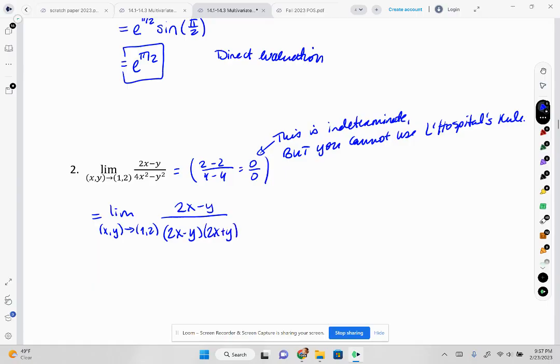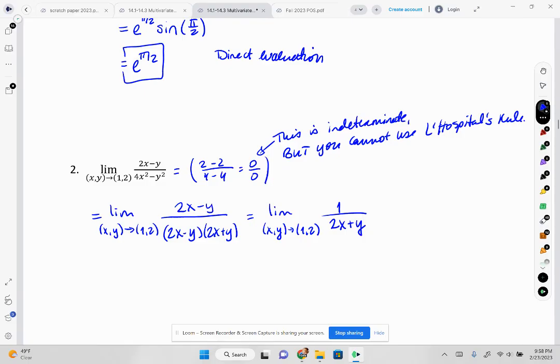The 2x minus y's are going to divide out, and now I'm looking at the limit as (x,y) approaches (1, 2) of 1 over 2x plus y. And now that we've done something, like anytime you do something, like in our case, we factored. First, clean up the mess that you just made. See if anything simplifies. And second, try direct evaluation again. If it is rationalizing, you're going to clean up your mess first, and then you're going to try direct evaluation. So anything you try, clean up, then evaluate. If it doesn't work, then we'll see what we have to do.